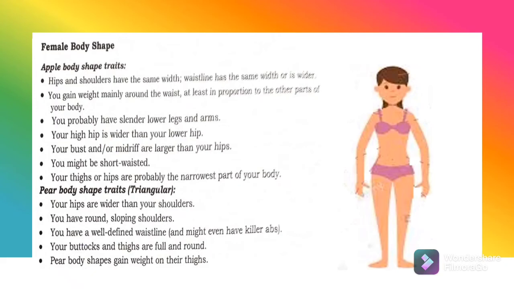Okay? Notice yung pear body shape, malalaki yung kanilang hita o yung kanilang thighs. Ang mapapansin mo naman dito sa apple body shape, yung mas significant sa kanila, the thighs or hips are probably the narrowest. Maliit, pinakamaliit na bahagi ng kanilang katawan ay ang kanilang hips o ang kanilang thighs o hita.